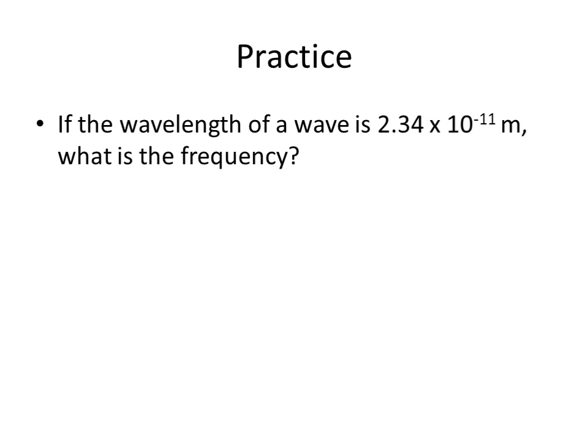For this problem, we're given the wavelength as 2.34 times 10 to the negative 11th meters and asked to solve for the frequency. So starting with the same equation, speed of light equals frequency times the wavelength, see if you can rearrange the equation to solve for frequency and plug in the values that we have to determine that frequency. Pause the presentation at this point and resume when you have come up with an answer.